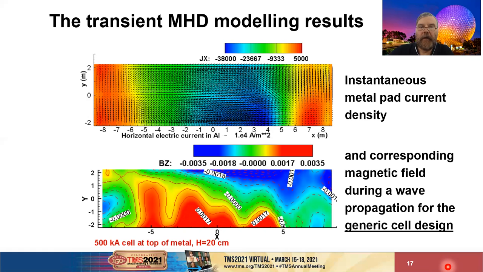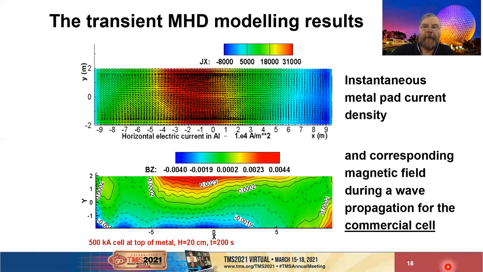Okay, so this is the case for the generic cell, and this is the case for the commercial cell. So it's similar, you have a wave, and if you were to compute the BZ, you have a very different BZ than the one from the steady state situation.